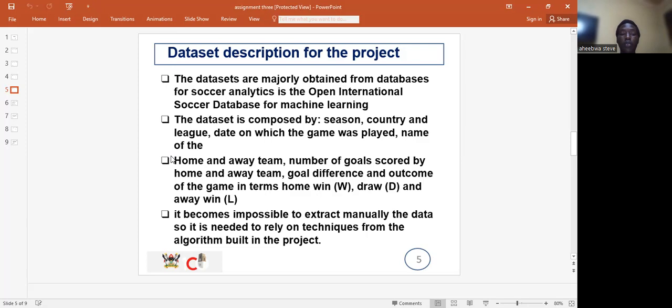Then the home and away team, number of goals scored by the home and away team, goal difference, and outcome of the game in terms of the home win, which stands with the W, then draw, which is a D, and away win, which is an L. It becomes impossible to extract the data manually, so it is needed to rely on the techniques from the algorithm in the project. I'll stop here, and my colleague will take you through the next part of the video.